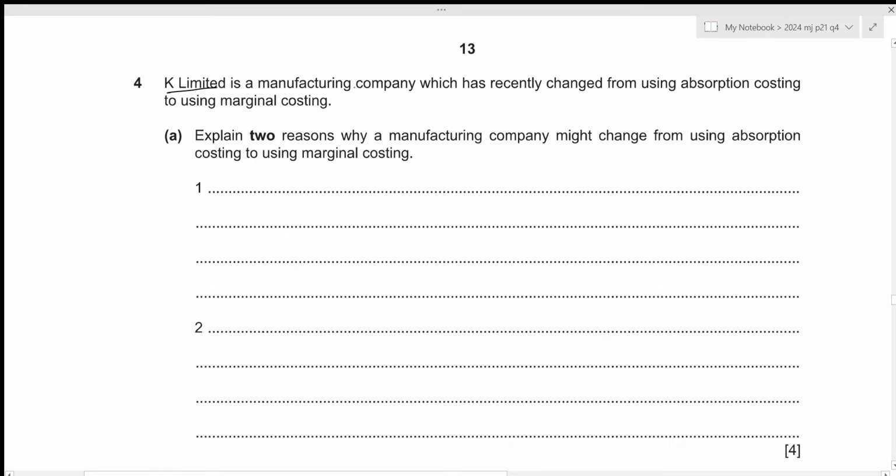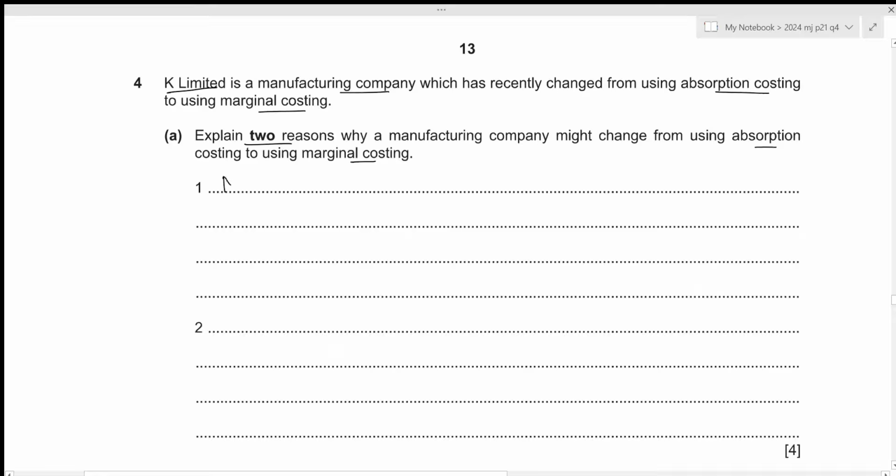K Limited is a manufacturing company which has recently changed from using absorption costing to using marginal costing. For the first part, we need to explain 2 reasons why a manufacturing company might change from using absorption costing to using marginal costing. The very first reason to use marginal costing over absorption costing is that it is useful for short-term decision making because it is based on contribution.